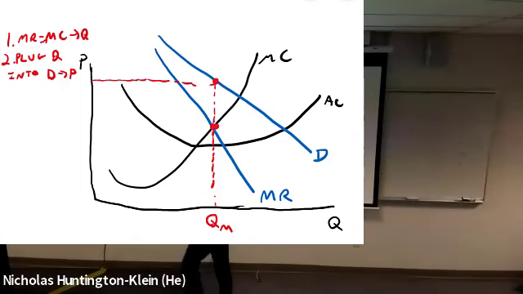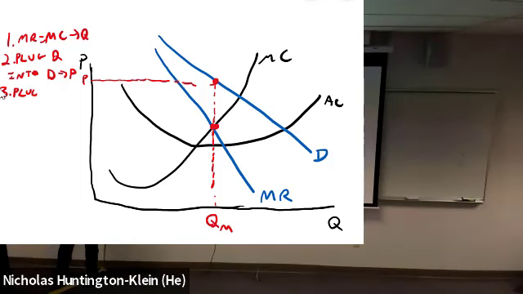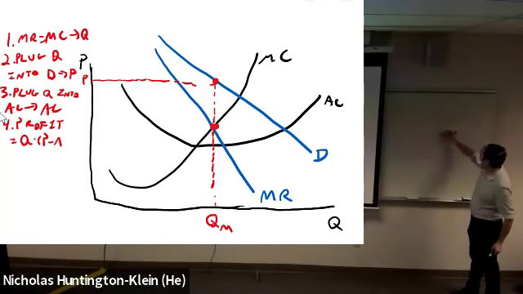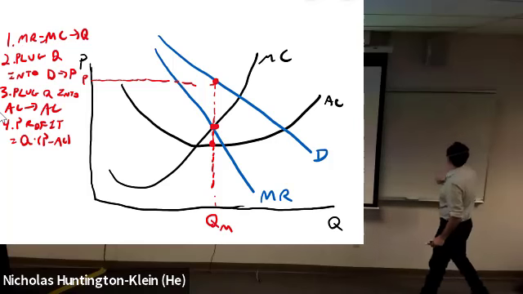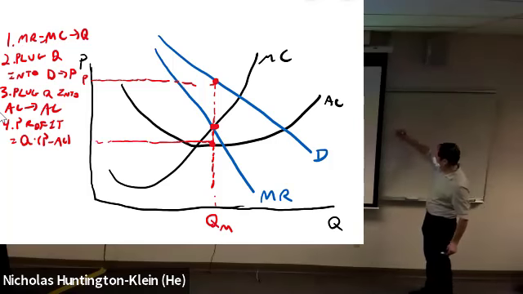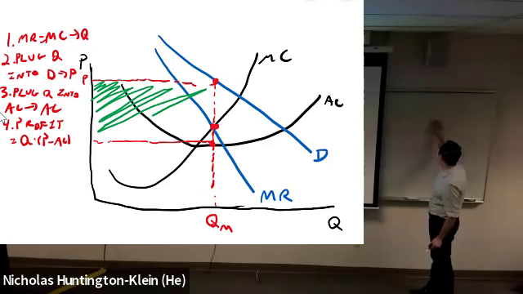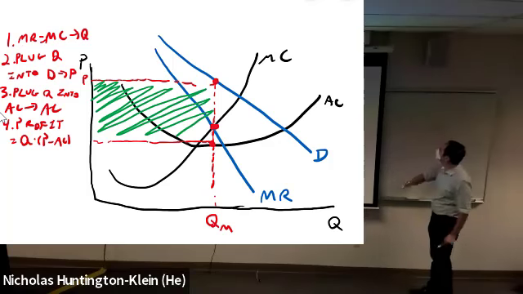And then steps 3 and 4 are exactly the same as we had with the competitive firm. Plug Q into average cost. It's going to give us our average cost. And then finally, our profit is quantity times price minus average cost. We take our quantity, we plug it into average cost. There we go. That's going to give us our average cost. And then finally, our profit is the box from price to average cost and from 0 to quantity. So we get this whole area in here.